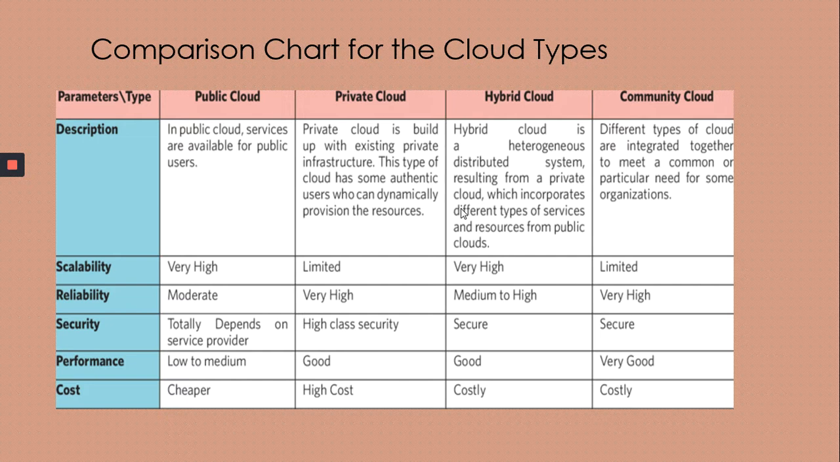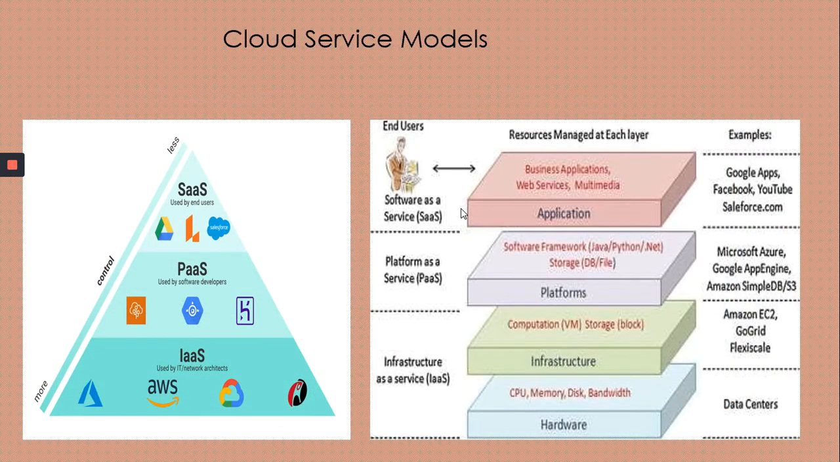In terms of performance, community cloud is very good. Private cloud and hybrid cloud are good. Public cloud is comparatively low to medium. In terms of cost, private cloud is high cost because only larger enterprises go for private cloud, whereas public cloud is very much cheaper. That's why a lot of people are using public cloud. Hybrid cloud and community cloud are also costly, but private cloud is the highest cost of all these four types. So we can jump into the next one.